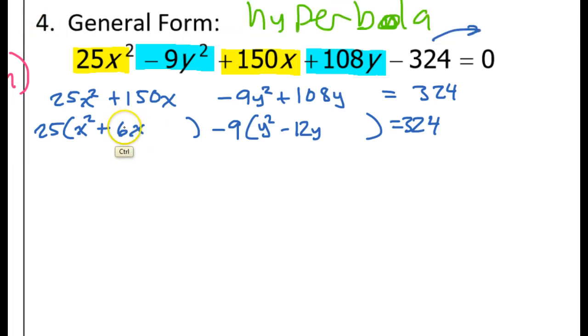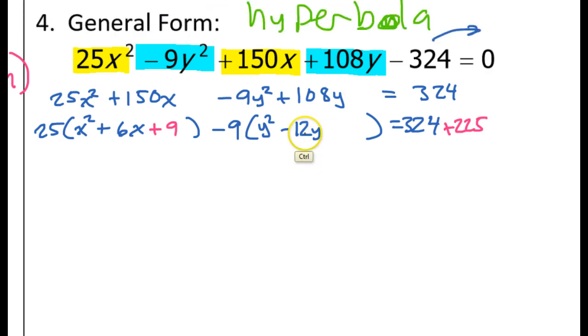Half the middle squared. Half of this is 3. 3 squared is 9. So I'm going to put a plus 9. But wait a minute. I need to balance this out on the other side. But this is not really a 9. It's really 25 times 9. I'm grabbing my calculator. That's 225. So I need to balance this out with a 225 on the other side.